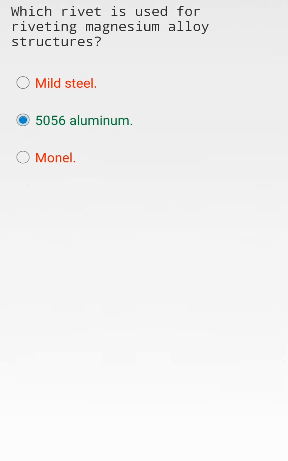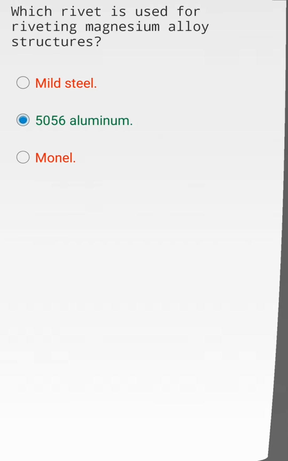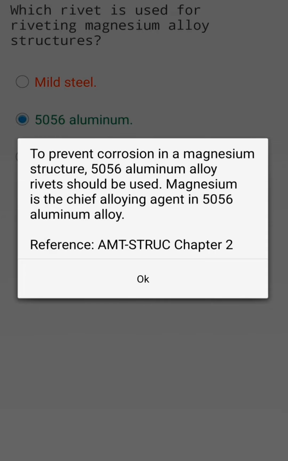Which rivet is used for riveting magnesium alloy structures? 5056 aluminum. To prevent corrosion in a magnesium structure, 5056 aluminum alloy rivets should be used. Magnesium is the chief alloying agent in 5056 aluminum alloy.